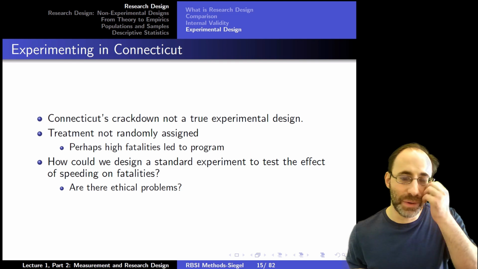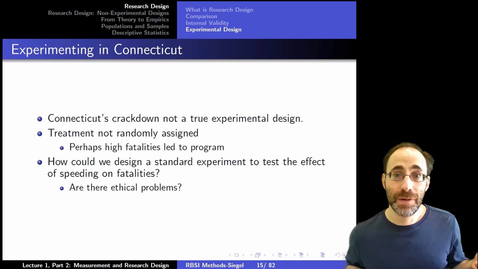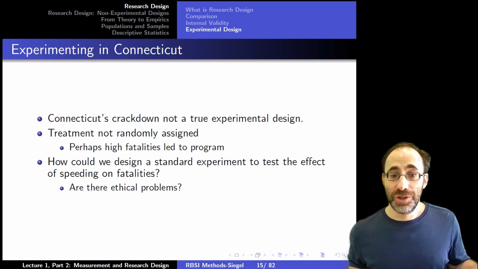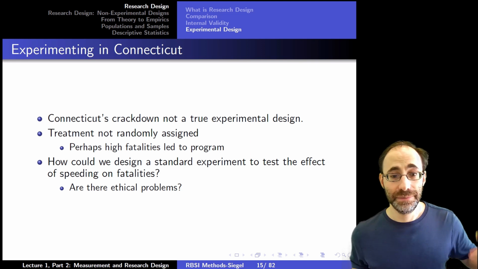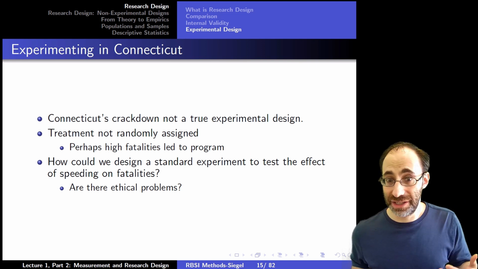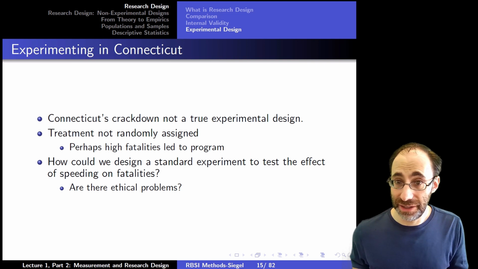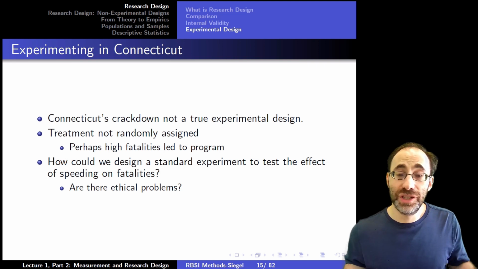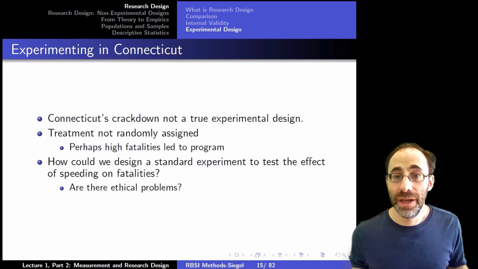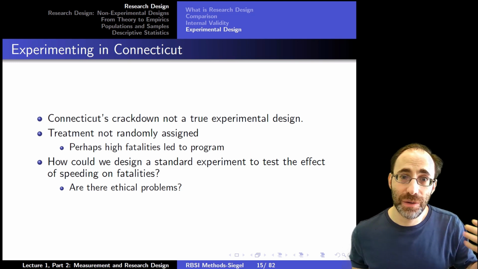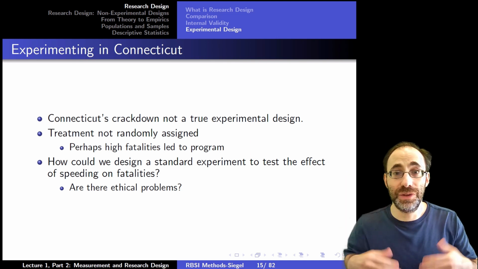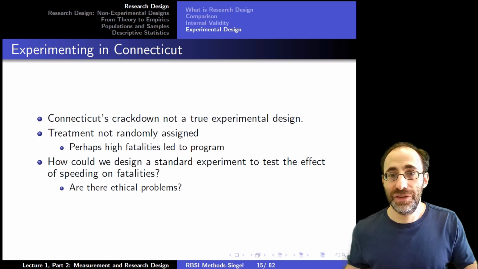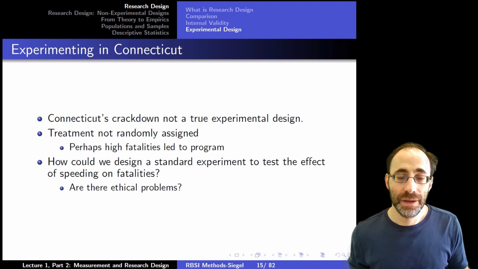Okay, so let's go back to the Connecticut one. That was not in any way, shape, or form an experimental design. They didn't randomly assign a treatment. They assigned it for some reason, right? Maybe the high fatalities right beforehand led them to change the rules. So how could we design an experiment to test the effect of speeding and fatalities? Well, we might choose two regions that seem very similar, and then institute, say, a reduction in the speed limit in one case and not the other case, and then observe differences, and hope there's nothing else different between those two places that led to the differences you observed post-treatment.